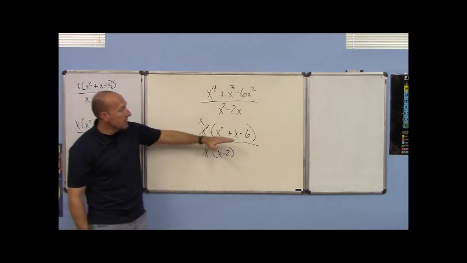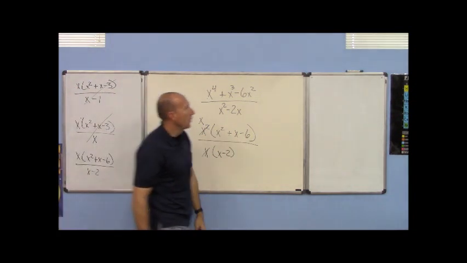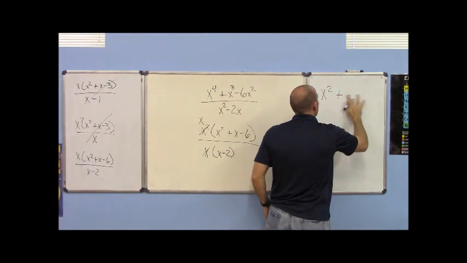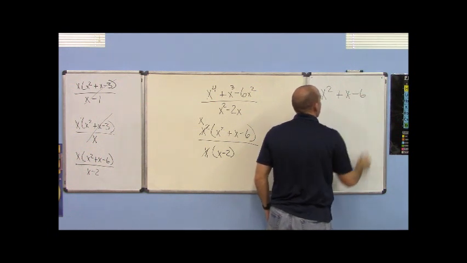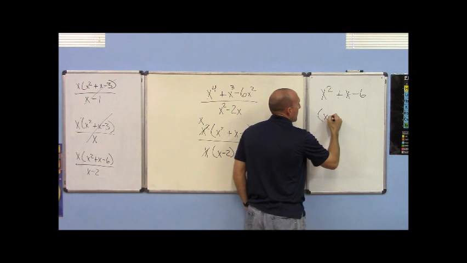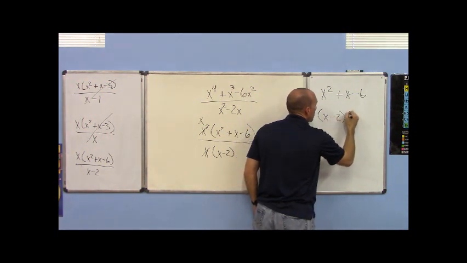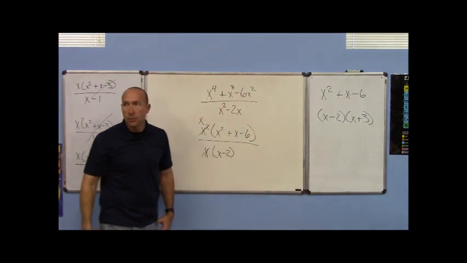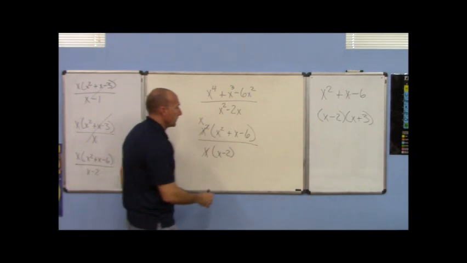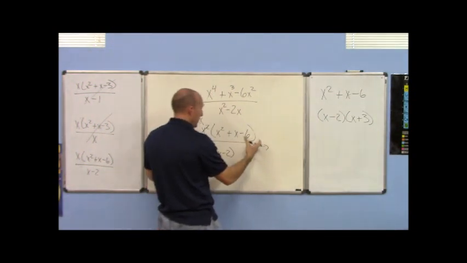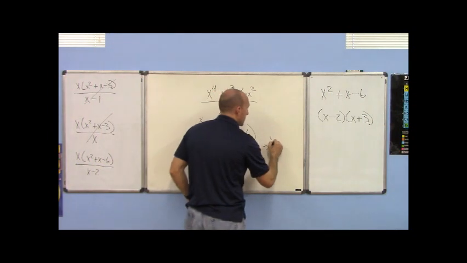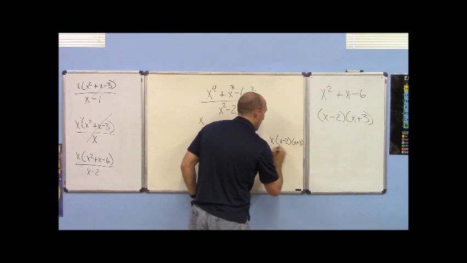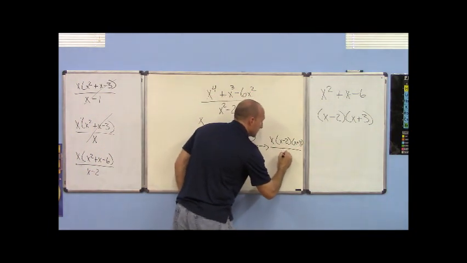Okay? Now what's interesting about this part right here, we can actually factor x squared plus x minus 6. That will be x minus 2 times x plus 3. Okay? So, we can now rename this right here as x times x minus 2 times x plus 3 over x minus 2.